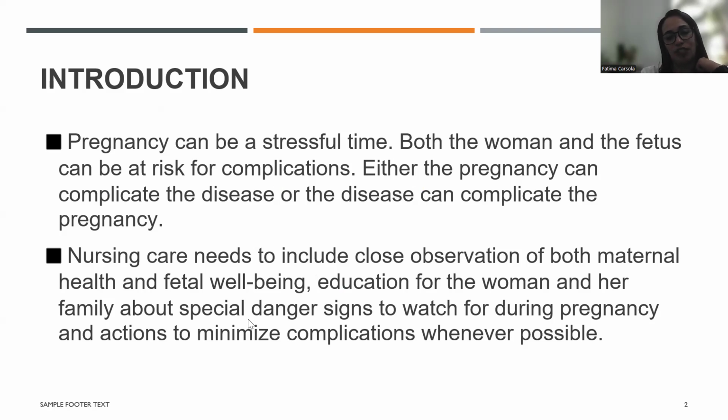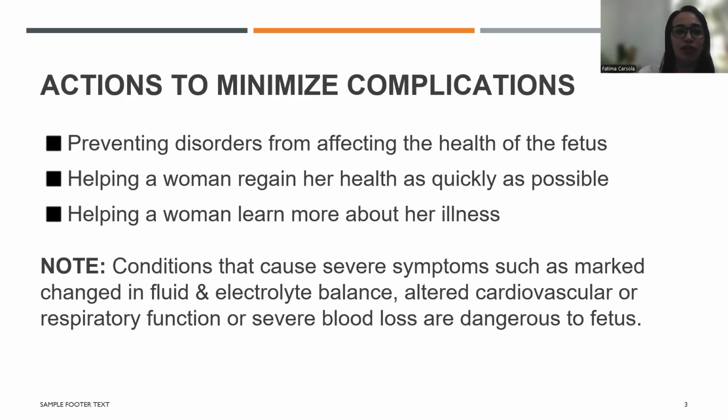What makes MCHN difficult is you need to pay attention to both, sorry for the redundancy, the mother and the child, to minimize complications. Actions to minimize complications: you have to prevent disorders from affecting the health of the fetus. For example, if the mother has a comorbid condition and you have assessed it, you refer it to an obstetrician to minimize the possibilities that the child will be affected too.